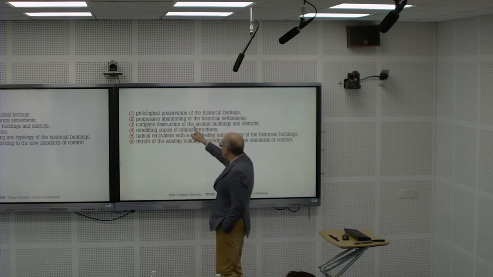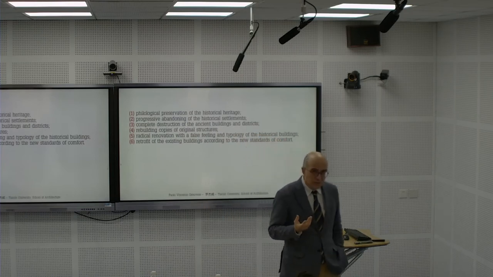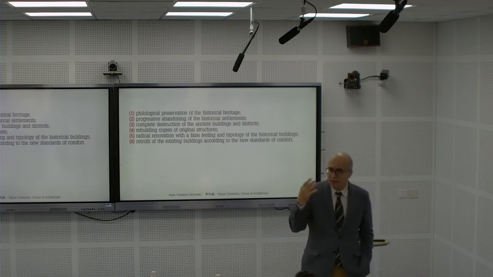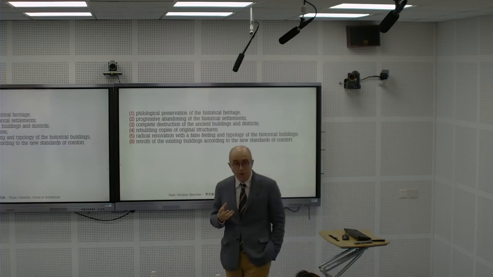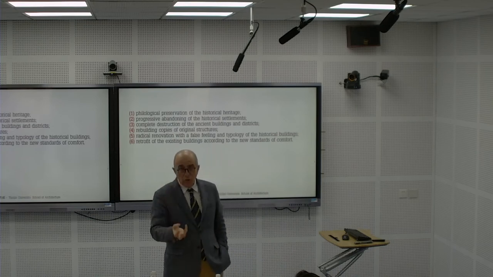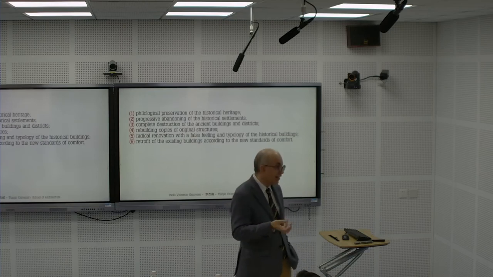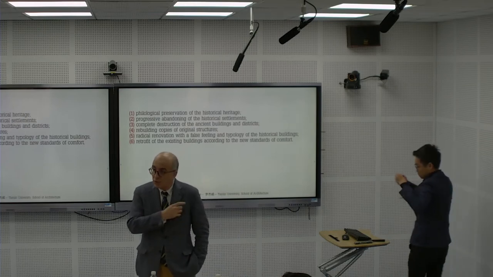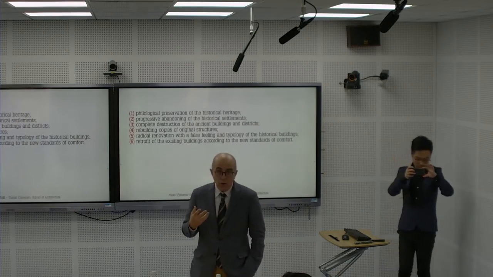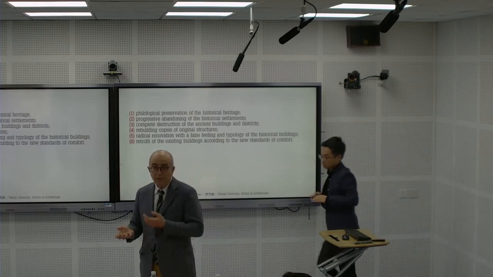Point number three: complete destruction of the ancient building and district. This is very bad. For example, in Beijing, something like 93 to 95% of the old Beijing was thrown down. It's a big problem, okay? Why? Because ancient architecture is the heritage of one culture. It is the Chinese heritage, or the Italian ancient town is the Italian heritage. It is valuable because it is our own memory, our own style of life. So when the material part is lost, what do you have? It's a critical problem.